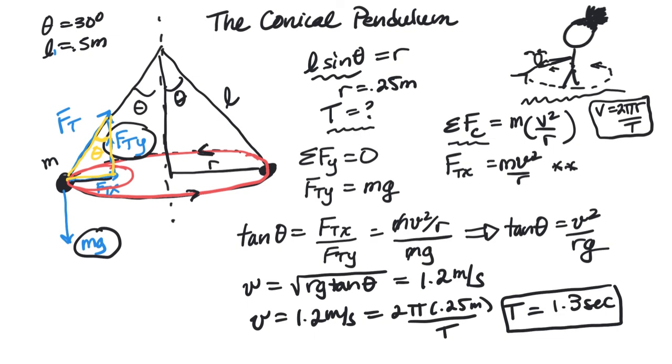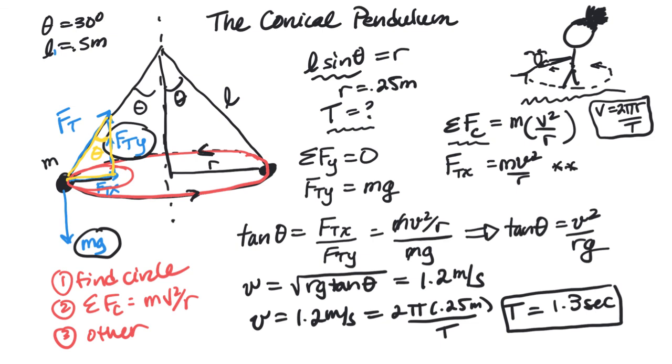Hopefully that's helpful. You can see a little bit more of a complicated problem. Let's just recap real quick. First, we found the circle. So find the circle if it's not obvious. Do sigma F in the centripetal direction is mv squared over r. You may need to do components and things like that in order to identify those centripetal forces. And then you might actually need to do other things like sigma Fy equals 0. You might need to use Newton's laws in other directions if there's an equilibrium, and that will help you. Once you've done that, though, then you should have all the information you need to solve it.